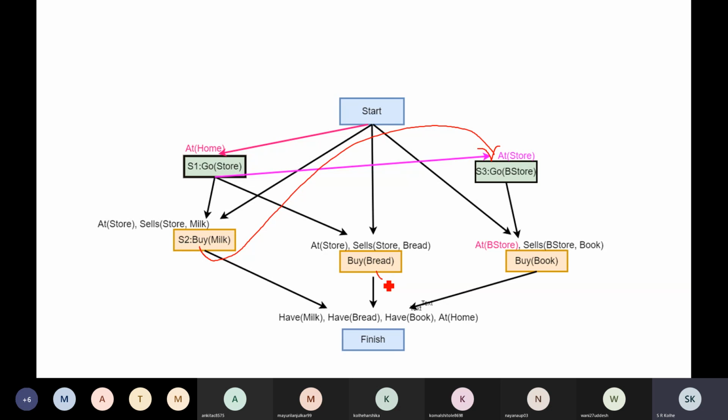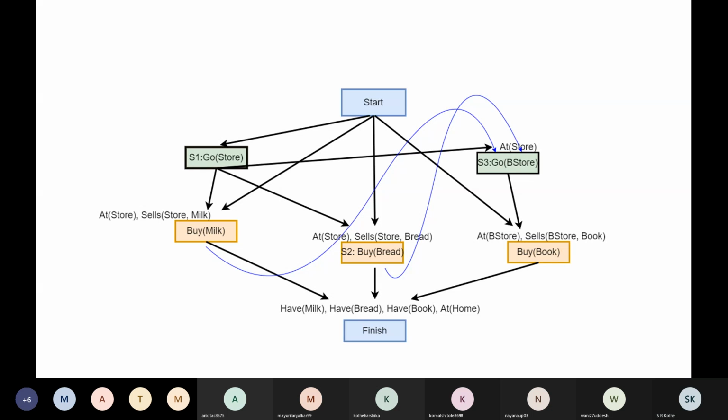Similarly, from this buy bread, I will add a causal link to this S3. So now robot will first buy milk and bread and then go to the bookstore. So these causal links have been added. Okay, in addition to this, from S1, robot can go to S3. This is shown with blue arcs. So this is called a devotion. Okay, that we have discussed earlier.